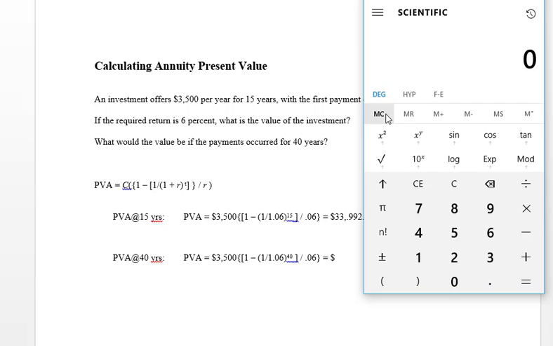I like to clear everything, so I press memory clear and I do this. So I'm going to put this again in parentheses, clear, open parentheses 1.06, close parentheses, x, y. Let's see, I'm going to hit the 40, and it gives me a 10 number. I'm just going to add that in. Now I'm going to do 1 divided by my memory.